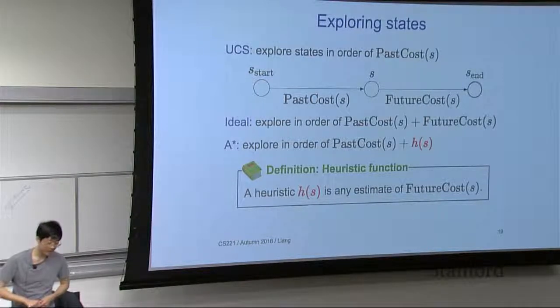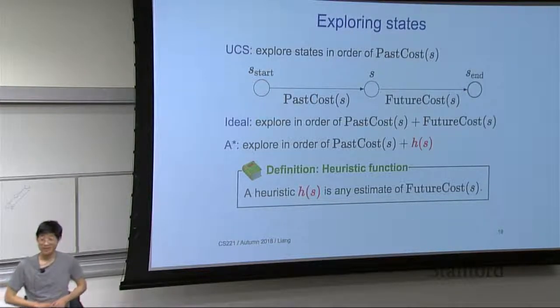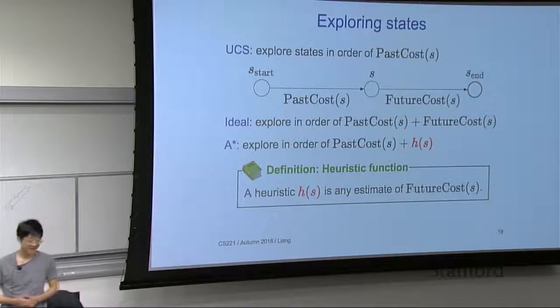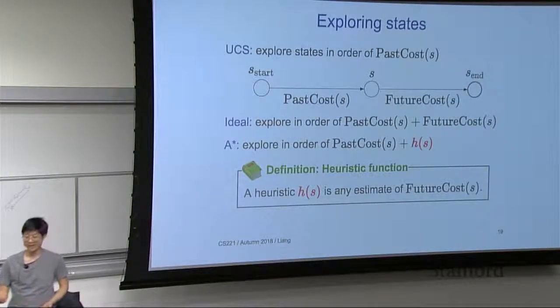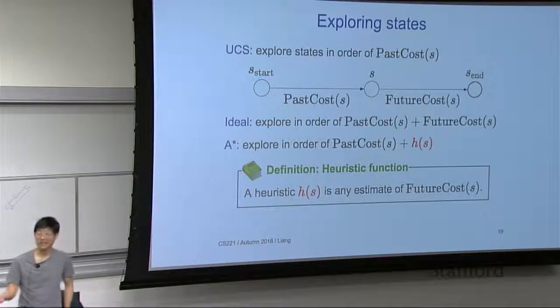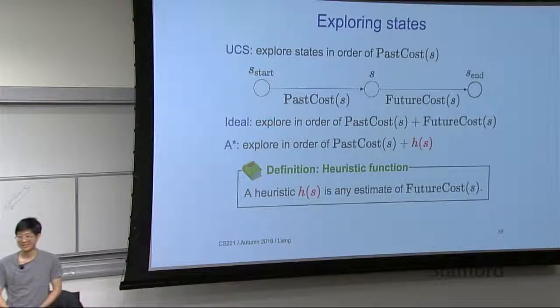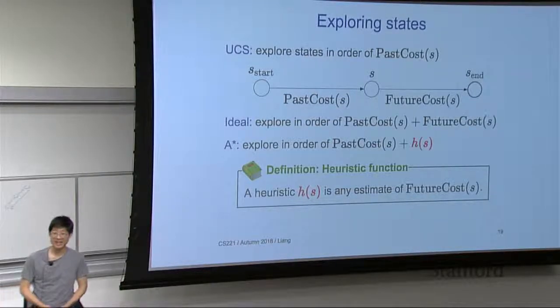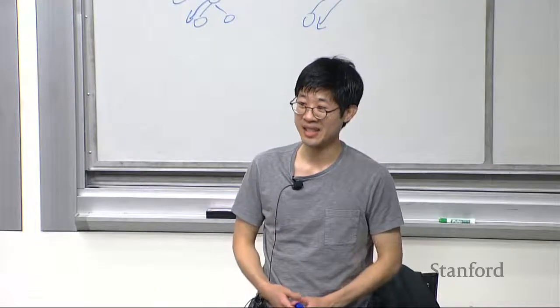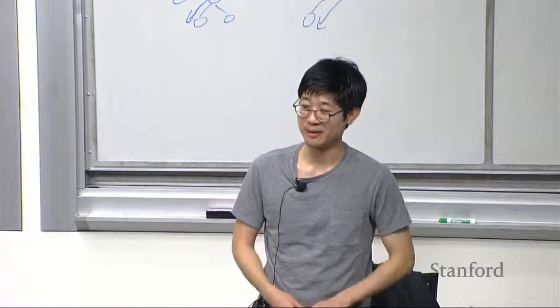Question? So the heuristic function is constant in Dijkstra's? So the question is, is the heuristic function constant in Dijkstra's? Right, so in Dijkstra's, you can basically think of the heuristic function as being a constant because then it doesn't affect anything, essentially. All the priorities stay exactly the same if you just add a constant to something. That's one way of thinking about it, but really it's better to just think that h of s is 0 in Dijkstra's. There is no estimate of the future cost.